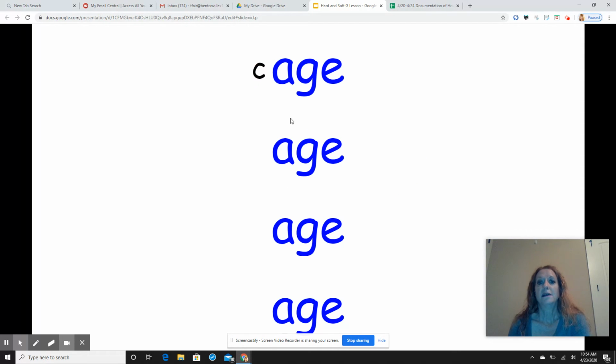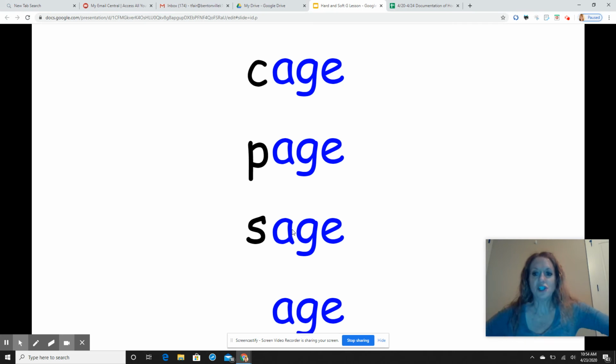Okay, we have K, age. You know this says J because there's an E after it. Look at this next one. What's that word? Page. That's right. Age, page. This says J because there's an E after it. Let's look at this one. Let's see if you can read that word on your own. That's right. That word is sage.